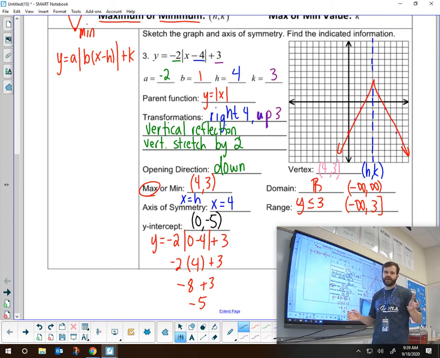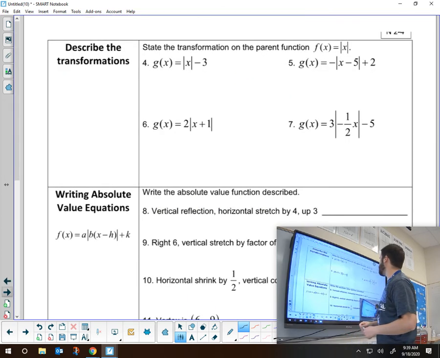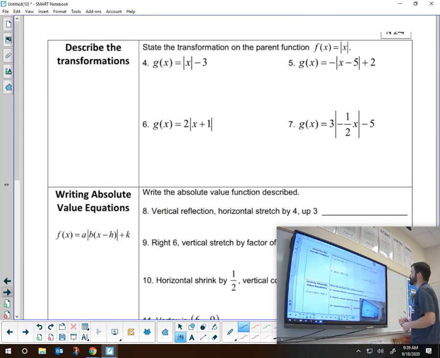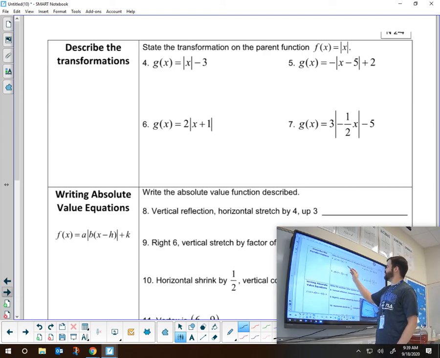All right, but now let's talk about some transformations and get some practice with that. So let's turn the page and let's state the transformations on this parent function. This first one's easy. We only have one number, and it is my k. And my k controls my up and down, right? So if it's minus 3, the only thing we're going to do here is go down 3.